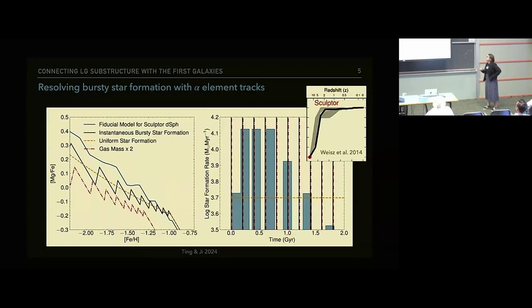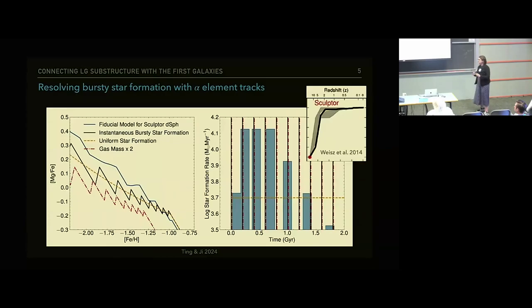Now what you can actually do is use the alpha element tracks of these galaxies to back out star formation histories on timescales as short as 100 million years. Basically the idea behind this, and Alex is the expert here, I'm not going to try to explain it in detail, is that instead of just assuming, oh, we see this kind of track, the dashed yellow line here in the alpha versus iron plot, there's actually substructure along that track, and you can use Gaussian mixture models to pick out those structures that correspond to bursts in star formation.